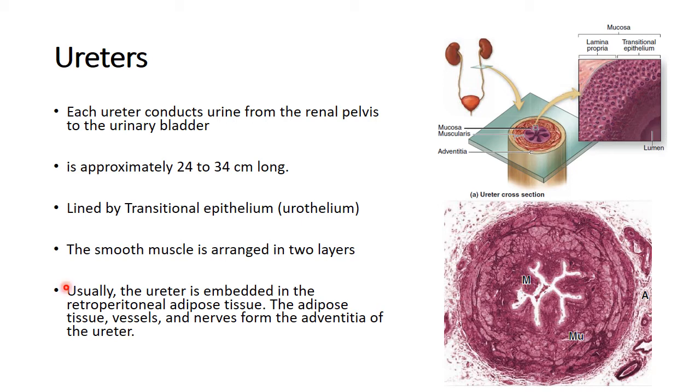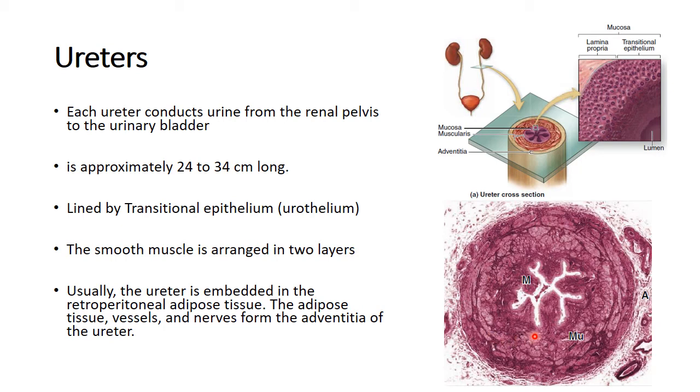The first part, as you know, is the ureter. Each ureter conducts urine from the renal pelvis to the urinary bladder, and it's approximately 24 to 34 centimeters in length. The ureter is lined, as we can see here, by transitional epithelium that we already spoke about, and in the ureter, the smooth muscle is arranged in two layers. We have an inner longitudinal layer and an outer circular layer.